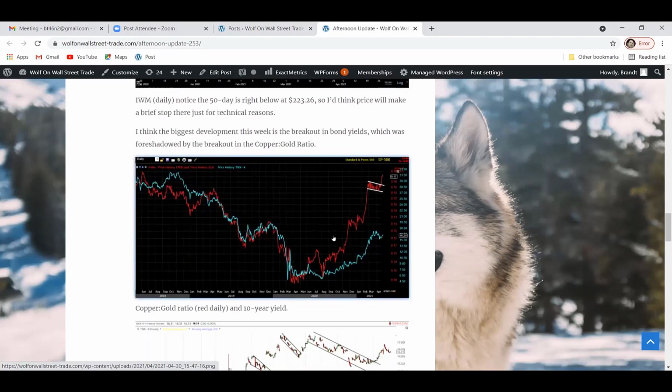So this is the copper gold ratio real quick in red, and this is the 10-year yield. This is a signal from commodities. It's like a macro signal from commodities. It's very, very inflationary. You can see a little bull flag here in that ratio. This broke out a week before yields started to break out of a similar bull flag. So if we just go by the historical levels here, this copper gold ratio is suggesting that the 10-year yield should be up around 2.9 to 3%, almost double what it is now.